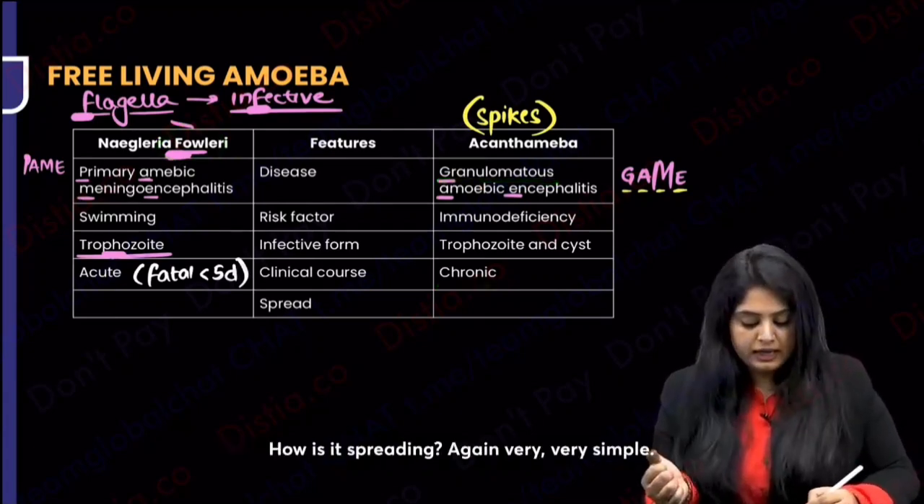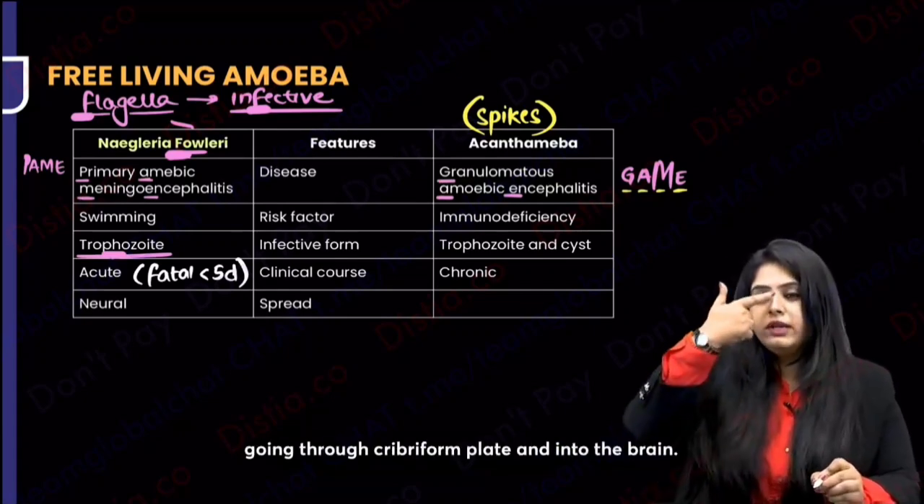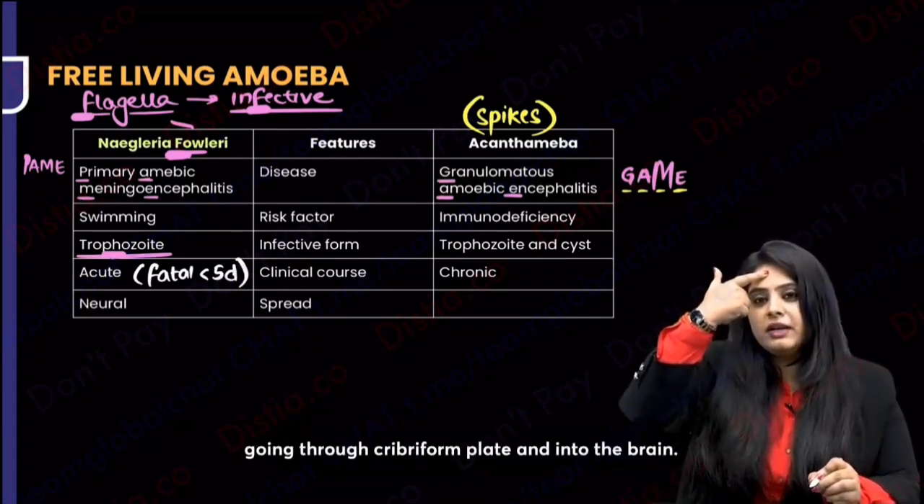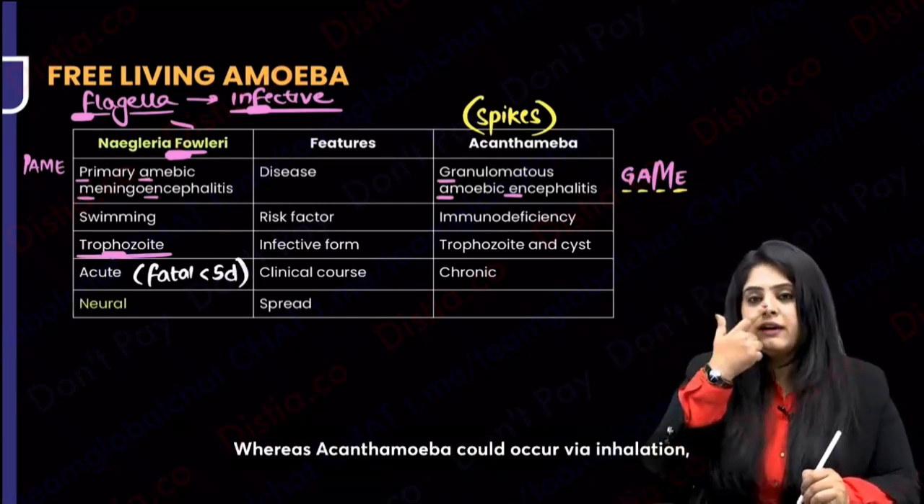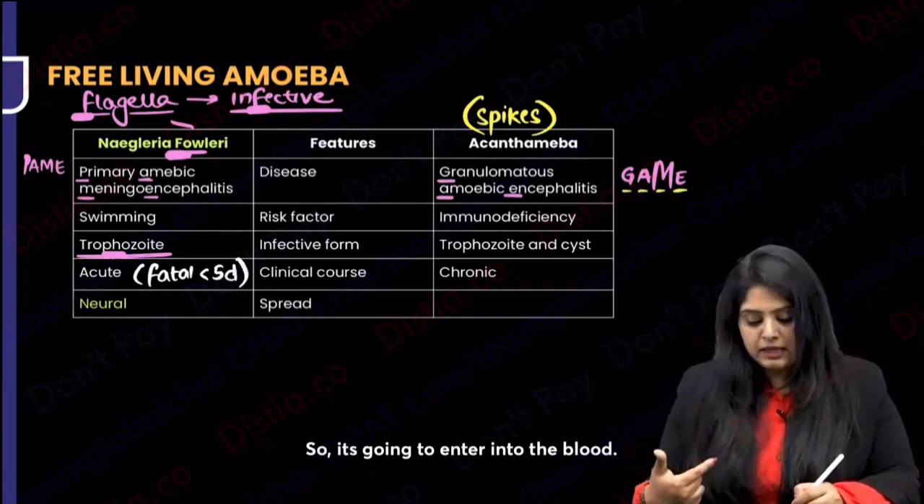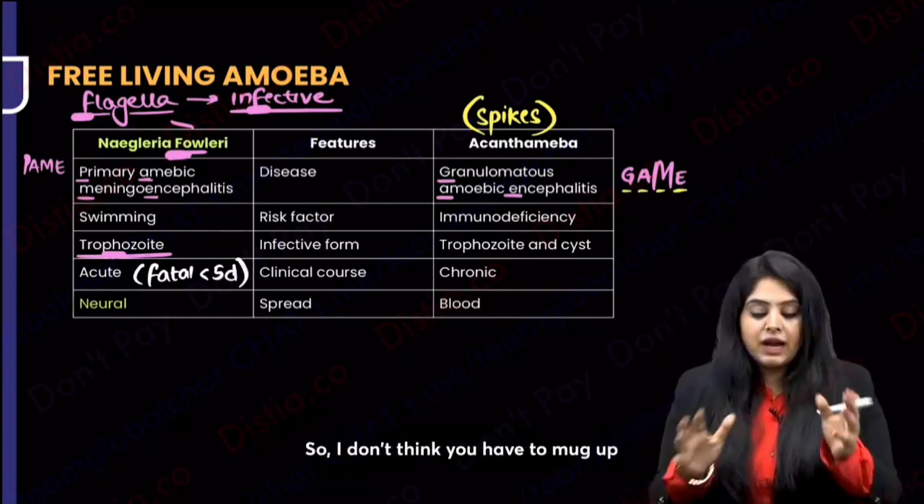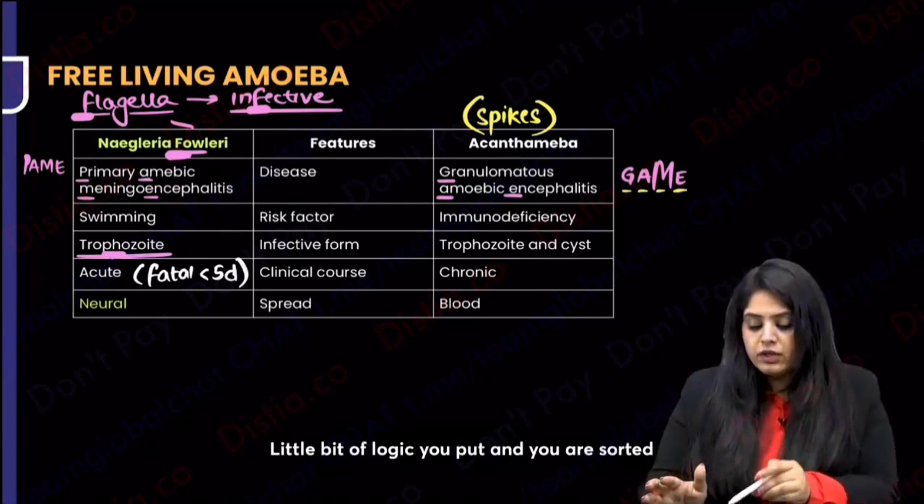How is it spreading? Again, very simple. Remember, Naegleria fowleri was swimming, going through the cribriform plate and into the brain. So this was a neural kind of spread. Whereas acanthamoeba could occur via inhalation, it could occur via ingestion. So it's going to enter into the blood. This means it's going to have a blood route. So I don't think you have to mug up this table as such. Put in a little bit of logic and you are sorted.